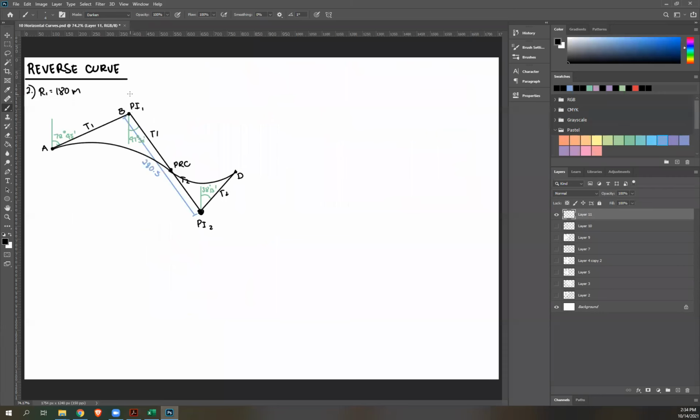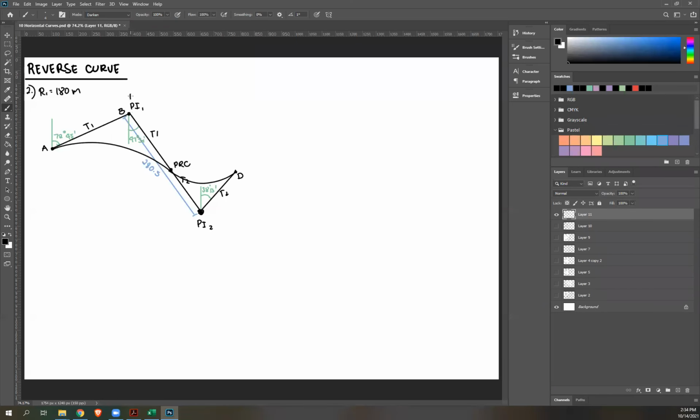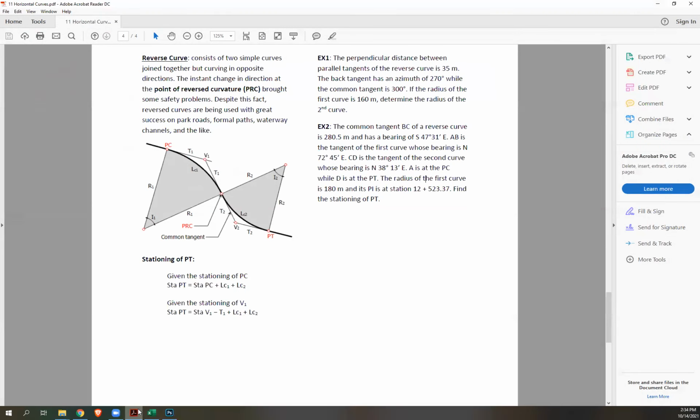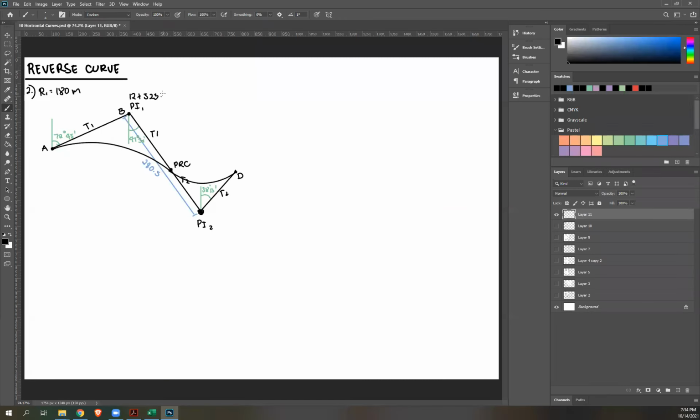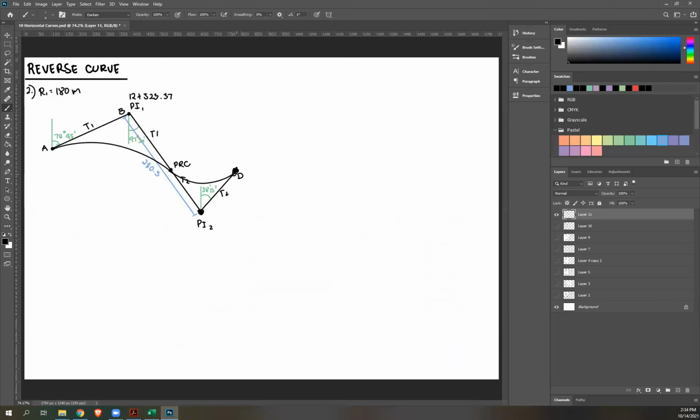This has a station of 12,523.37. And then what we want to get is station PT. This is your station PT.